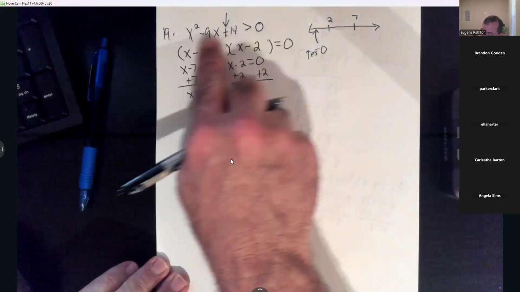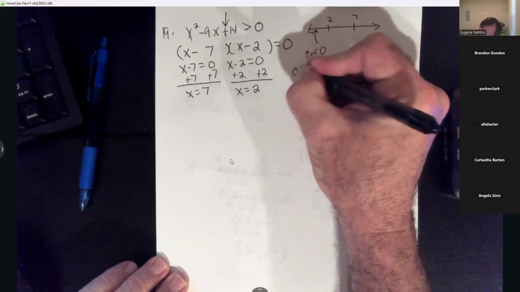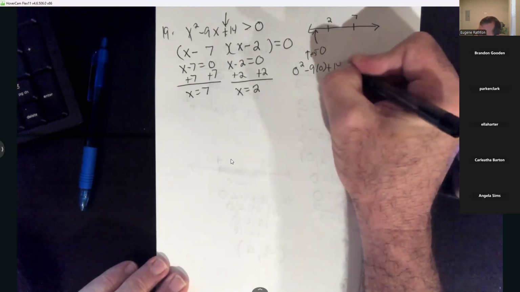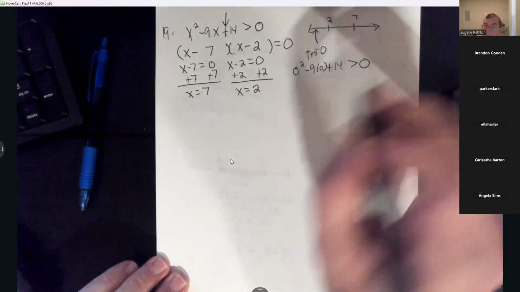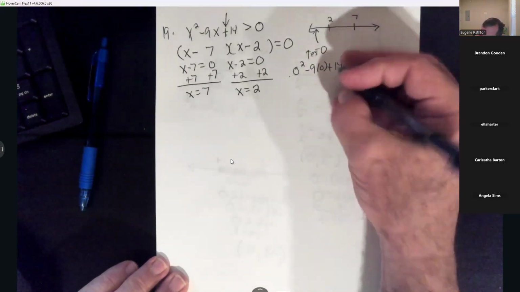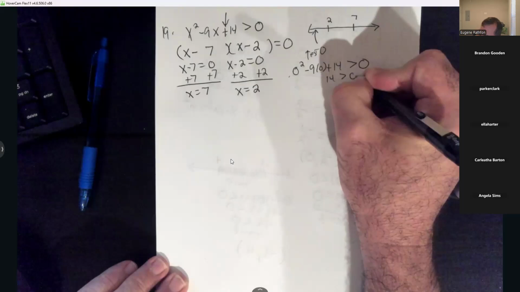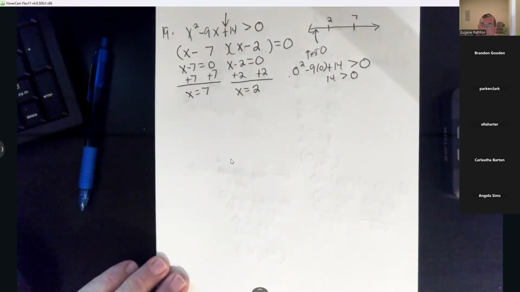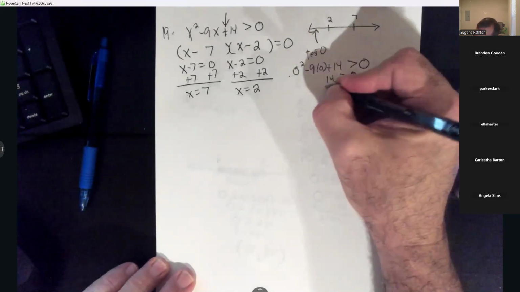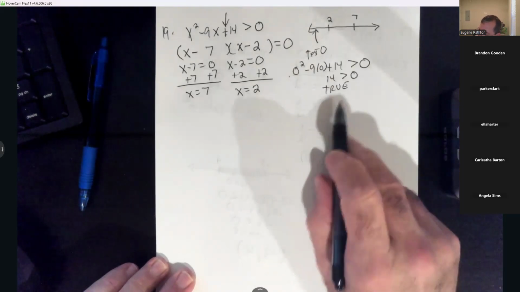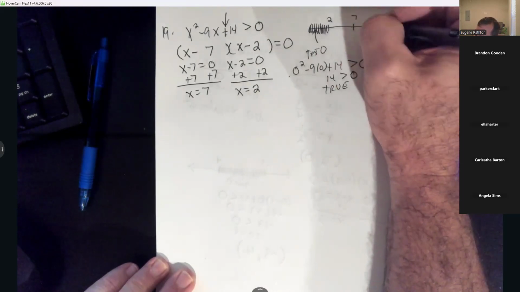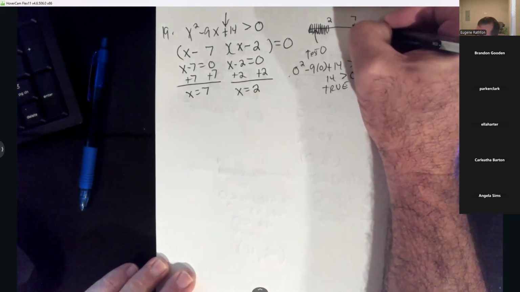So I'm going to take the top equation, put zeros in. So 0 squared minus 9 times 0 plus 14 has to be greater than 0. Well, that's a 0. That's a 0, so they're gone. So 14 greater than 0, true or false? True. That is definitely true, y'all. So since it's true for this section, I'm going to shade it. And if you shade the first section, you automatically got to shade the last section.